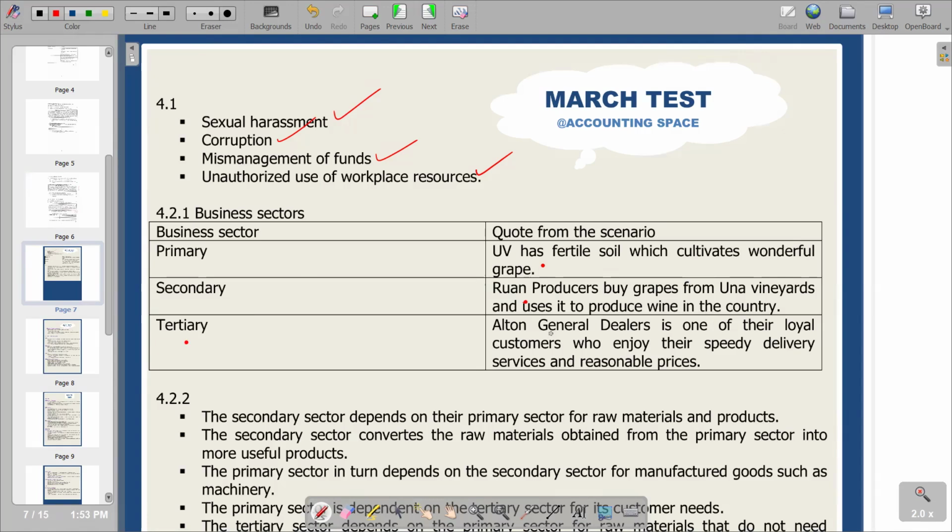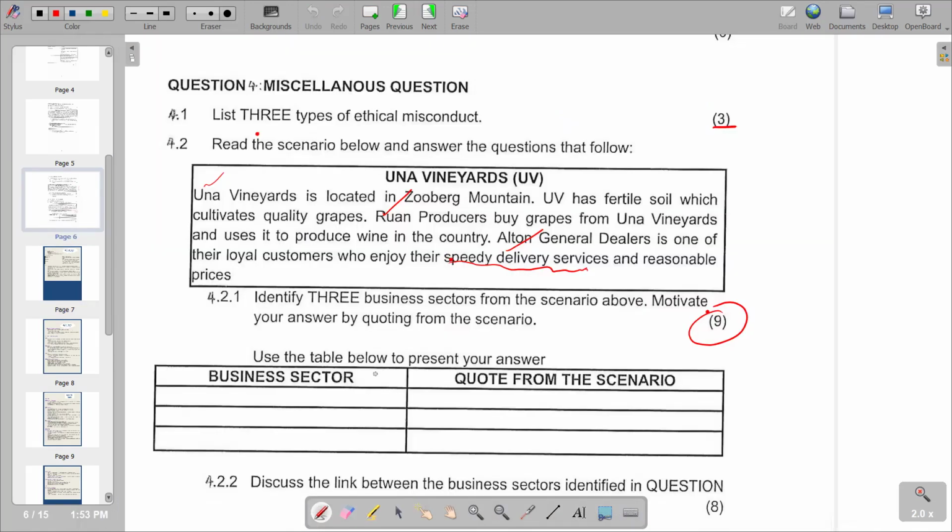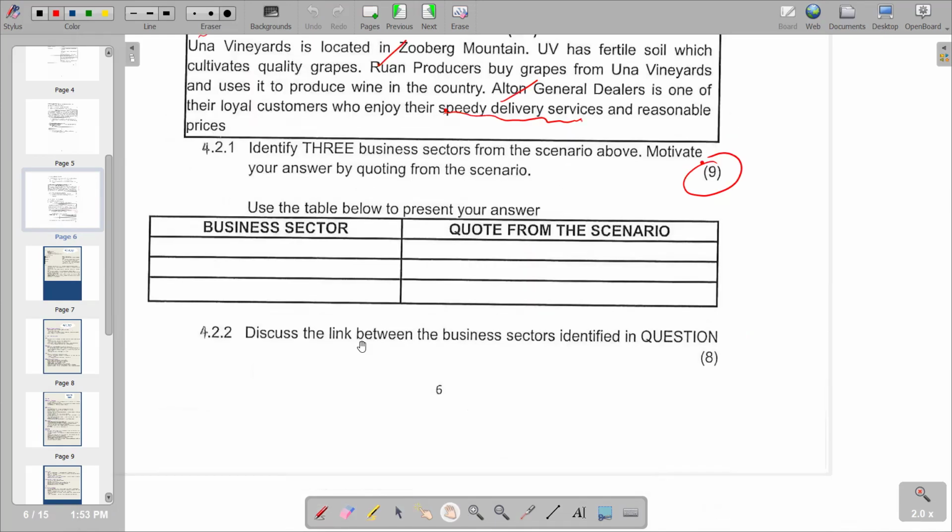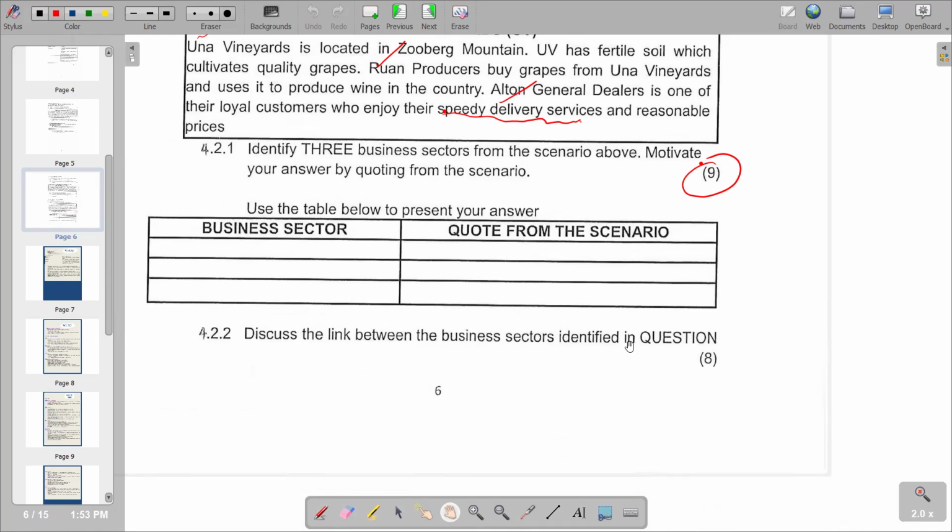So moving on to the next question, it reads, use the table below, 4.2.2. It reads, discuss the link between the business sectors identified in the question. So we need to identify the link between the primary sector, secondary sector, and tertiary sector. If you take, for example, the primary and the secondary, they are linked in such a way that the primary sector supplies the secondary sector with raw materials. So we are going to see that that is the case.